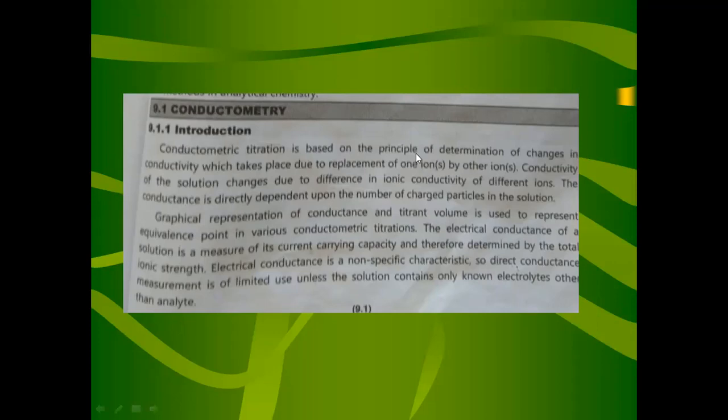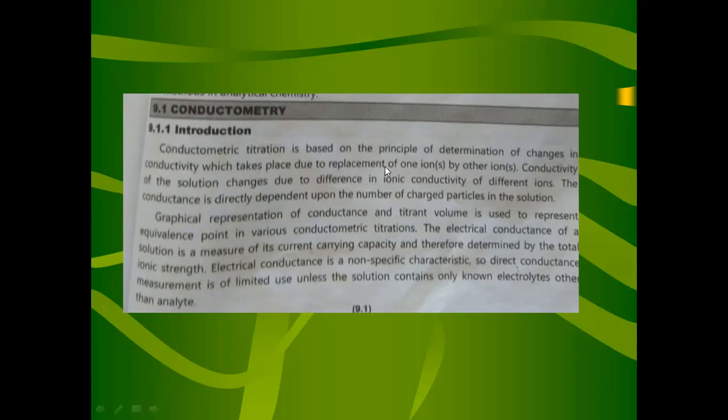What are we going to measure through this conductometry? Conductometry means measurement of current. It is a type of titration which is based upon the principle of determination of change in conductivity. So we are going to measure the change in conductivity which takes place due to the replacement of one ion by the other ion.